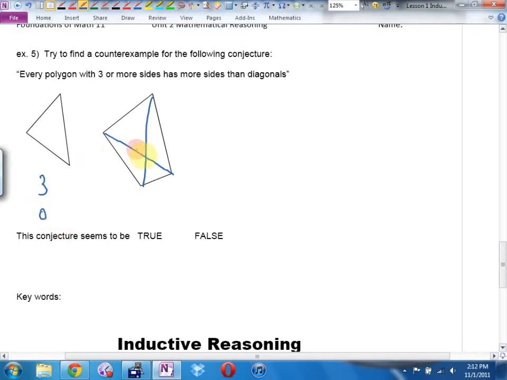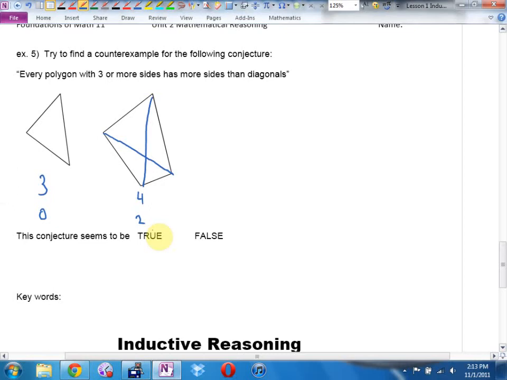How many sides does this have? Count. How many diagonal lines show up when I connect the corners? Two. The statement says every polygon with three or more sides has more sides than diagonals. So far it seems to be true, but is two examples enough to convince me? I don't think so, because triangles and quadrilaterals are nice shapes. What's the next shape I should try?